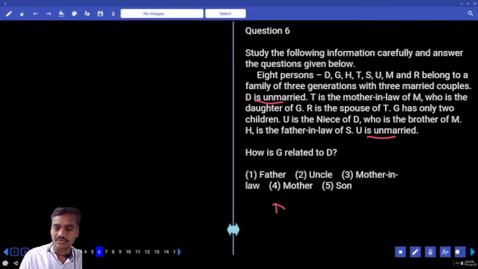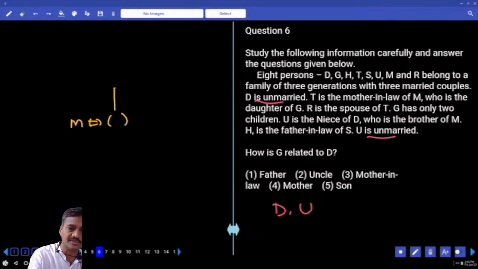Now D and U, these are the 2 persons who are unmarried, all the remaining persons are married. Then next one, D is unmarried. T is the mother-in-law of M, that is M's spouse's mother is T.